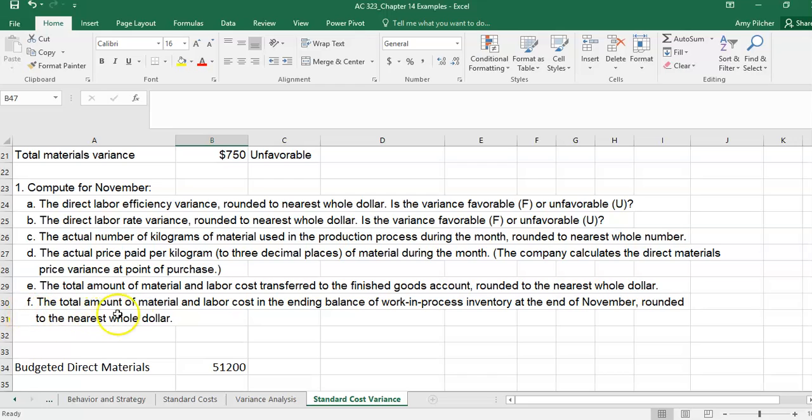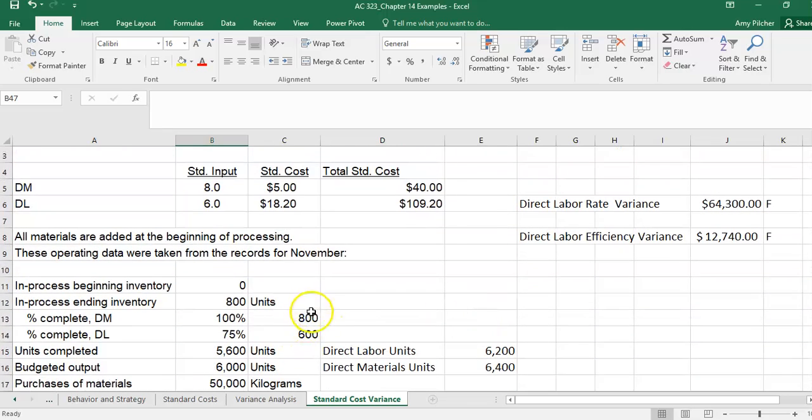And F then asks the total amount of material and labor cost in the ending balance of work in process. Again, that would be the equivalent units. We have 800 for direct materials and 600 for direct labor, and they would be times their standard cost. In the standard costing system, we record everything at standard cost and not actual cost. We record variances for the actual cost difference.